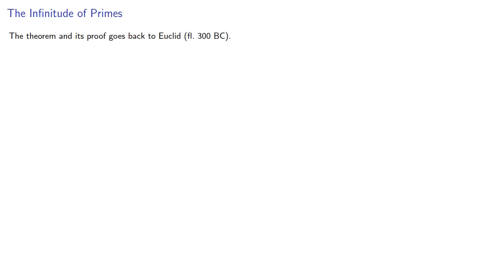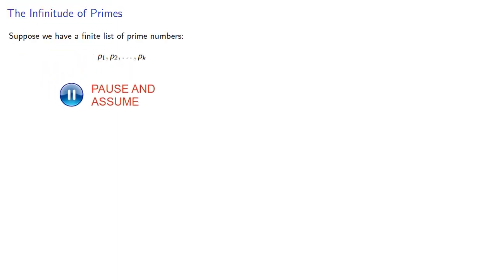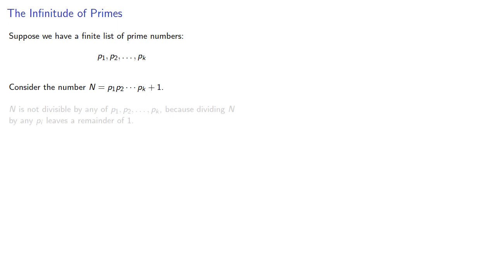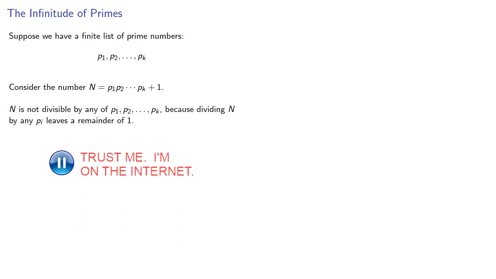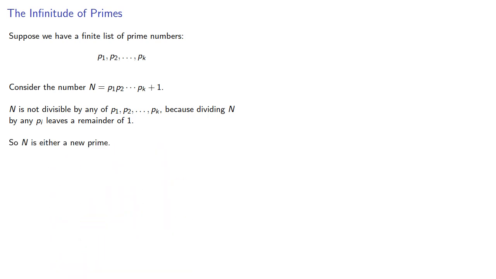The theorem and its proof go back to Euclid, who lived around 300 BC. The usual proof is a proof by contradiction, but Euclid didn't do it this way. So the Euclidean proof begins as follows. Suppose we have a finite list of prime numbers. Consider the number n that's the product of all of these primes plus 1. This number is not divisible by any of the primes, because dividing n by any of them will leave a remainder of 1. So n is either a new prime, or it's composite with a new prime as a divisor.